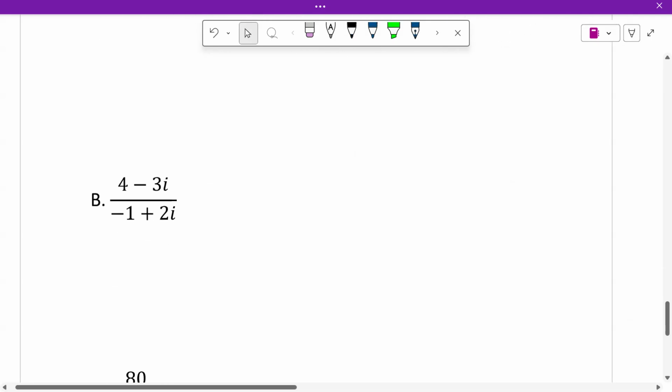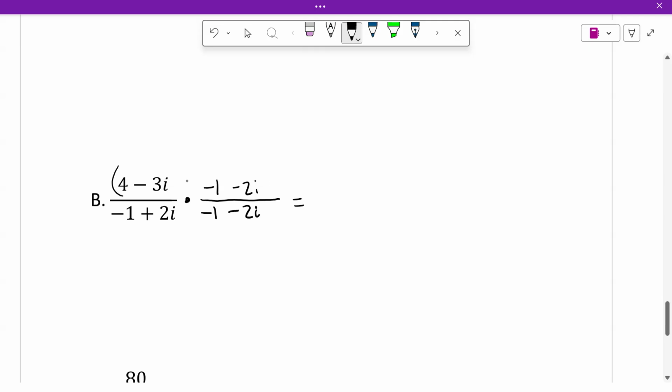Let's look at this one. The conjugate of your denominator here is negative 1 minus 2I. So FOILing here will take a little bit. 4 times negative 1, negative 4. Outers is minus 8I. Inners is plus 3I. Last times last is plus 6I squared.